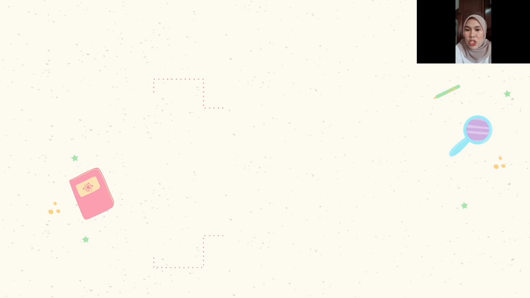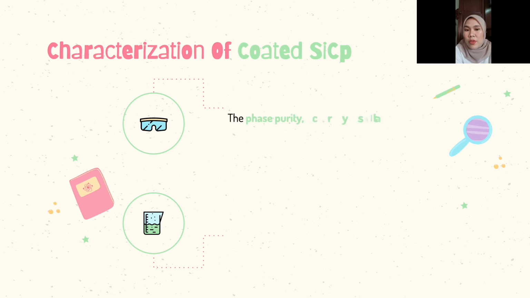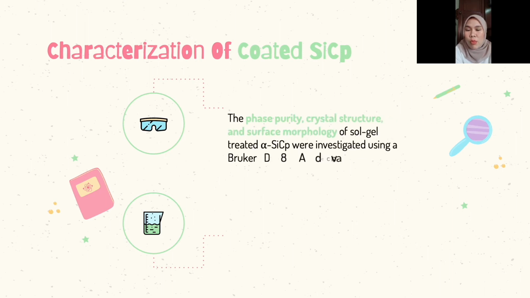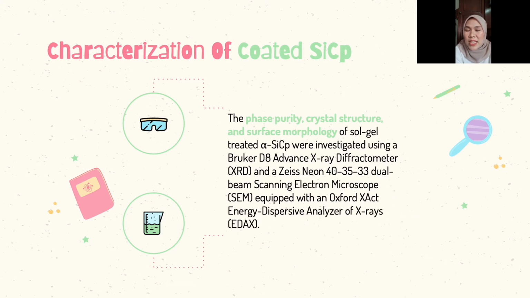The last process shown in this journal is characterization of coated silicon carbide, in which the phase purity, crystal structure and surface morphology of sol gel treated alpha silicon carbide particles were investigated using a Bruker D8 Advance X-ray diffractometer (XRD) and a dual beam scanning electron microscope (SEM), equipped with an Oxford energy dispersive analyzer of X-ray (EDX).